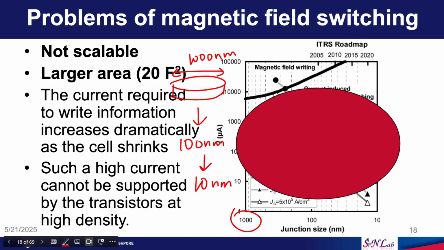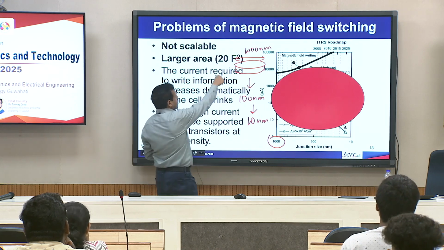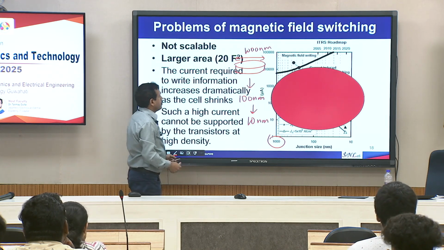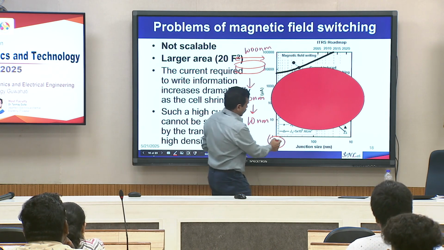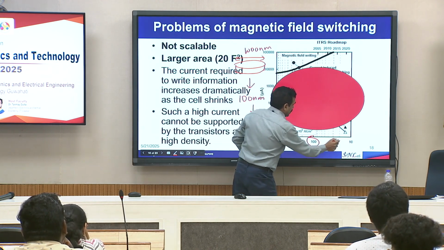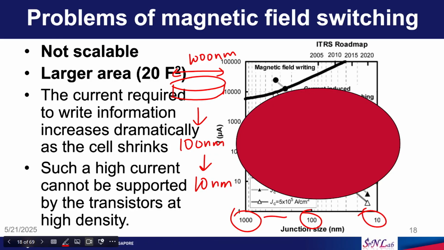So, the progress is along this direction. You have bigger bits, then you want to make smaller and smaller bits. This is the direction of progress. In this image, the direction of progress is along this line. So, we are going from 1000 to 100 to 10. This is the direction in which we want to progress.